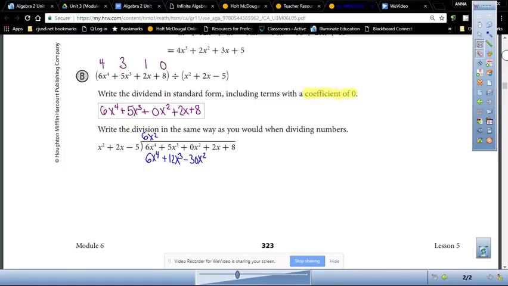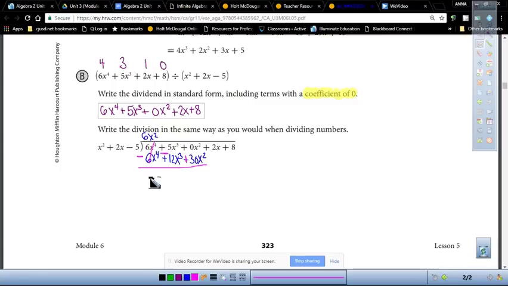I'm going to be subtracting this polynomial. But what subtracting does with polynomials is it changes the sign of every term. I'm going to go ahead and change the sign of every term. So my first term, they cancel each other out. I get 5x cubed minus 12x cubed, and I'm left with negative 7x cubed. 0x squared plus 30x squared is 30x squared. And then I bring down my remaining term. So I bring down 2x plus 8.